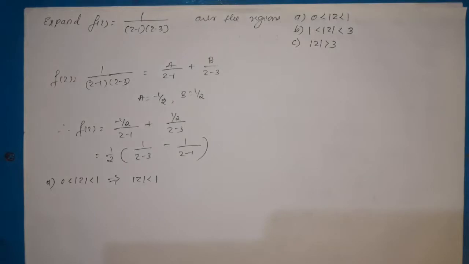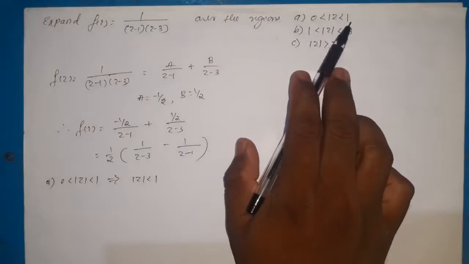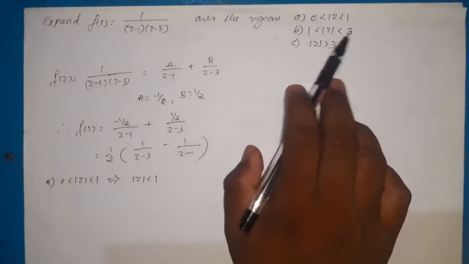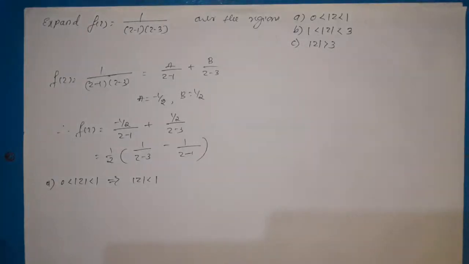The next example: expand f(z) equal to 1 divided by (z - 1)(z - 3) over the regions 0 less than |z| less than 1, 1 less than |z| less than 3, |z| greater than 3. So it is also similar to the previous example only. So first let us factorize the given function such that there should be only one linear factor in the denominator.